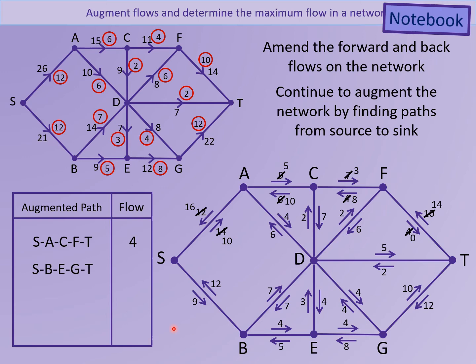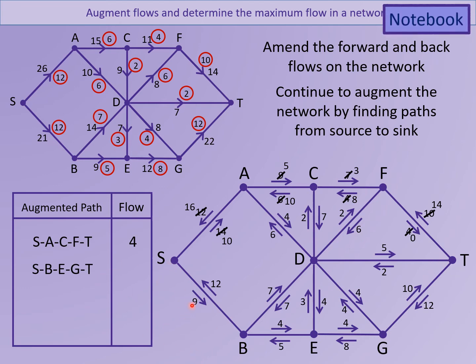Okay, so what I've opted for is S to B to E to G to T. I make life easy for myself. I just do straightforward flows. I don't do ones that go all the way around the network, silly. I just do straightforward ones from source to sink. So I could flow from source to sink like that.